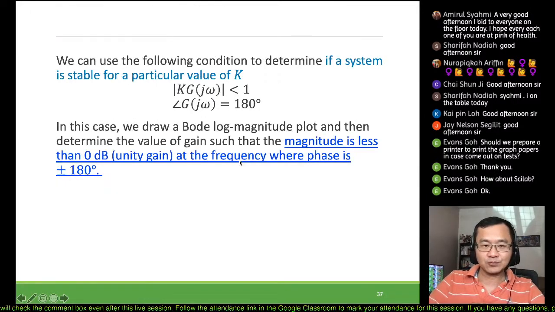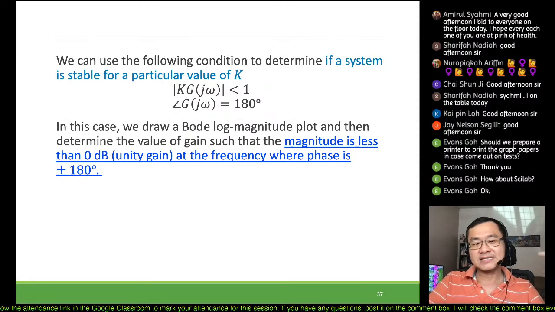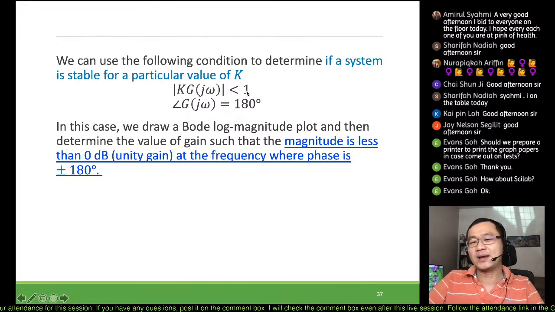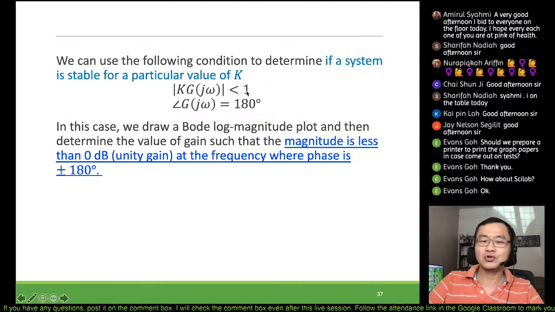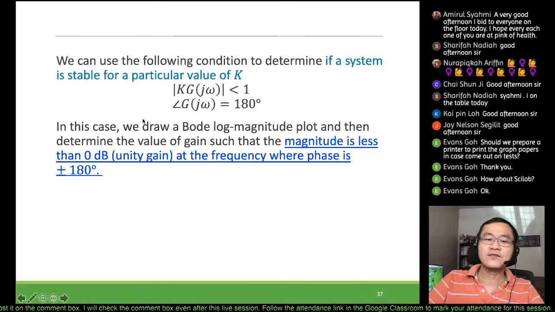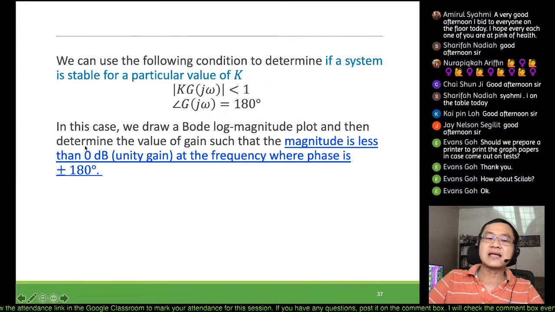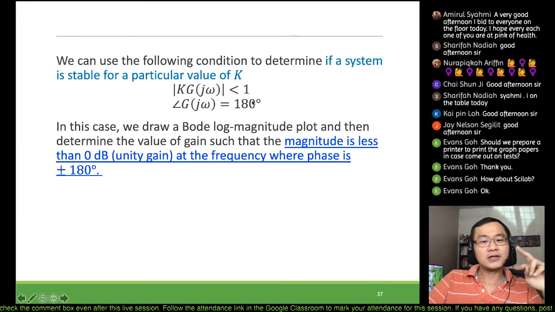So what we do is, if we want our system to be stable, the magnitude should be less than 1. A negative value would be good, right? So less than 1. Therefore, when we draw a Bode log magnitude plot, the magnitude should be less than 0 dB. This represents 0 dB, a unity gain itself, at the frequency which equals 180 degrees. So these two conditions must occur.